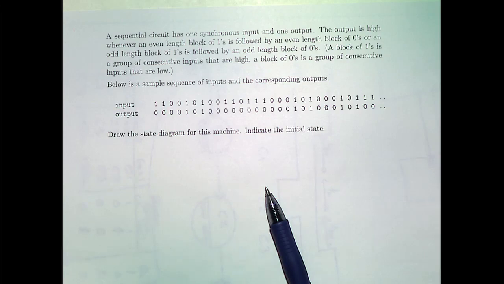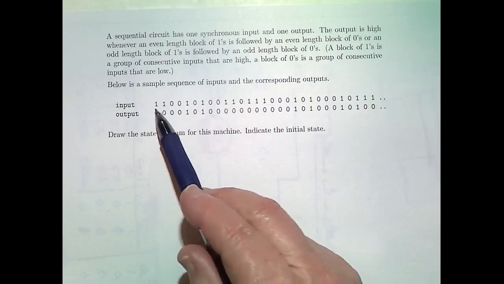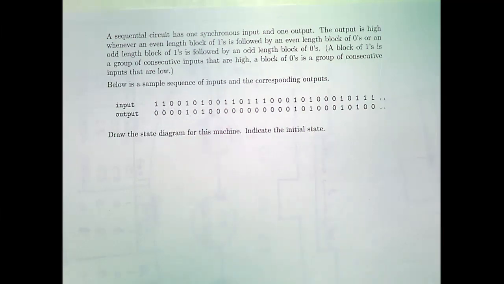Okay, this one doesn't object to the beginning, I think. So you could have two 1s and then two 0s and output a 1.